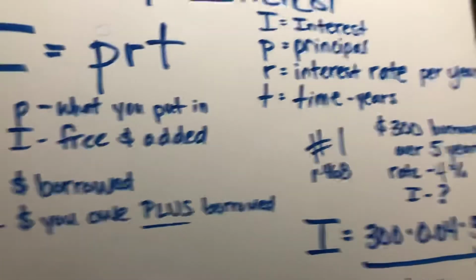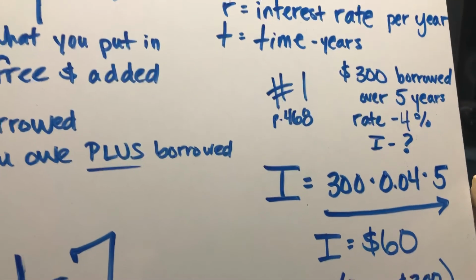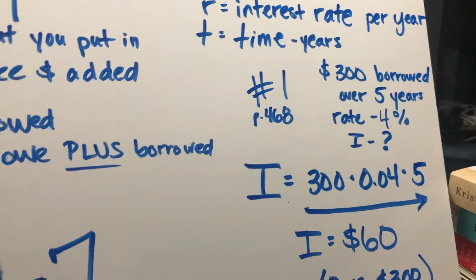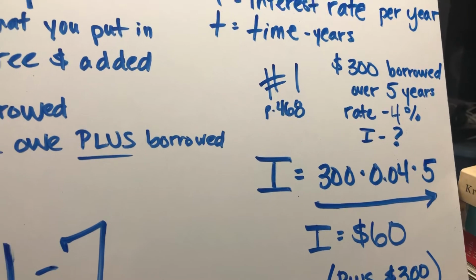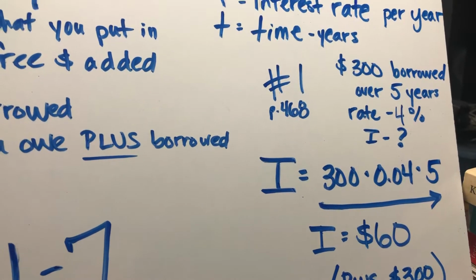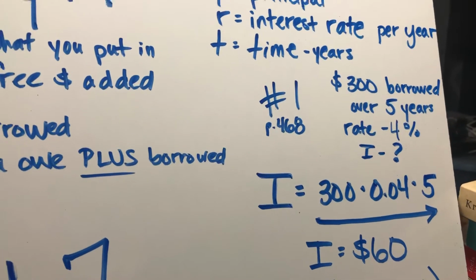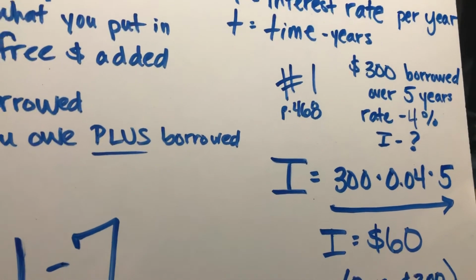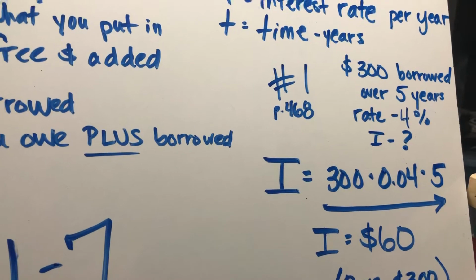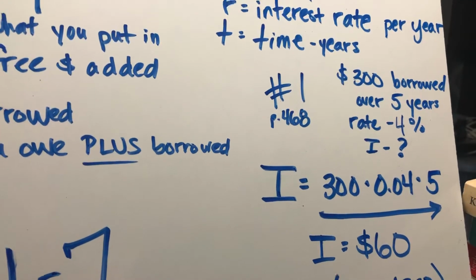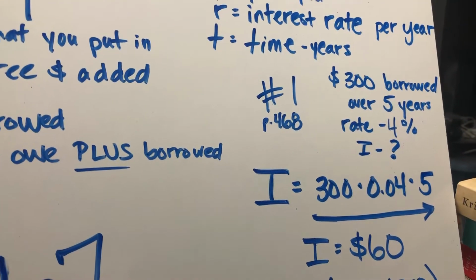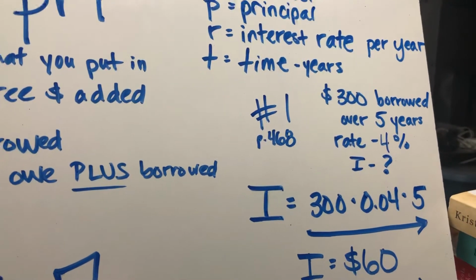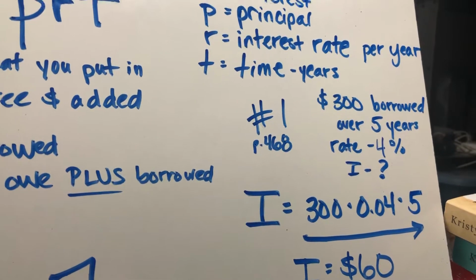And so here's an example. It's Quick Check 1 on page 468. They lay out the problem for you. You borrow $300 for 5 years at an annual interest rate of 4%. What is the simple interest you pay in dollars? And so I kind of just spelled it out there. We're borrowing $300. The loan is going to last for 5 years. The bank is going to make us pay 4% on top of what we borrowed.